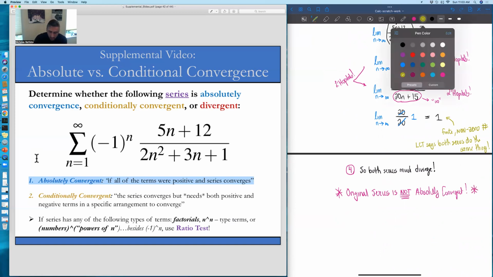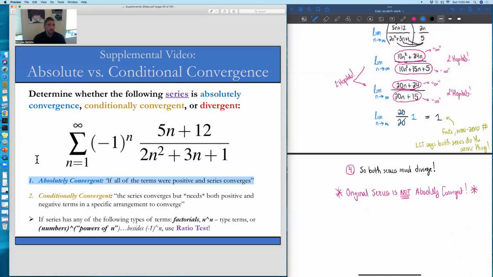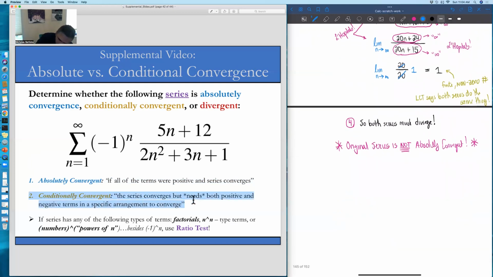Well, we showed the original series was not absolutely convergent, but we can move on next and determine whether the series is conditionally convergent. So let's go ahead and test for that next. And remember, the idea for conditionally convergent is basically saying that our series needs those both positive and negative terms in a specific arrangement in order to converge. That's what we're really going to be testing for here: we're going to include the terms that are both positive and negative now and determine whether that series converges.